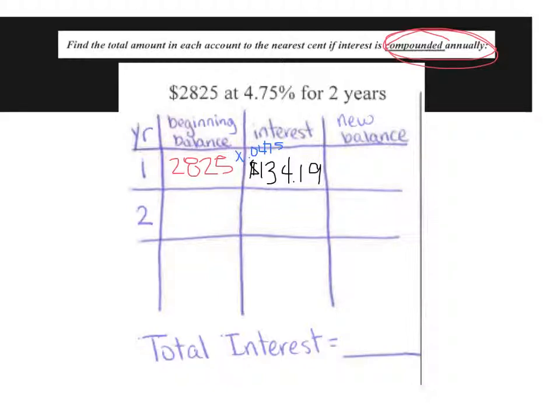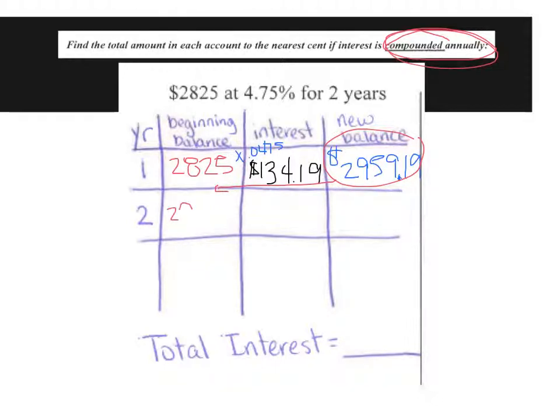So at the end of the year, I have the money in my account and the bank's going to give me $134.19. So my new balance at the end of the year means I get to add those 2 boxes together. That's a total of $2,959.19. So at the end of the first year, I have my total in the account plus I have the interest that was paid. So now we're going to take this number and it's going to be our beginning balance for the second year.